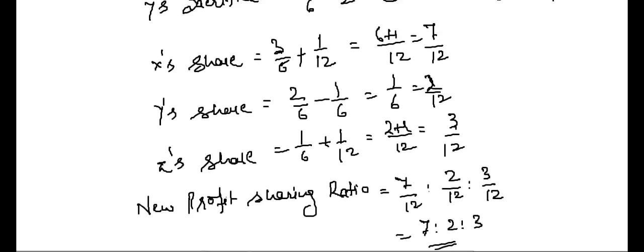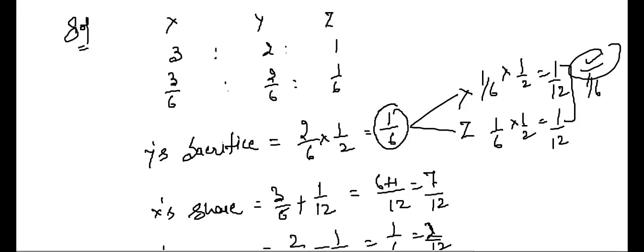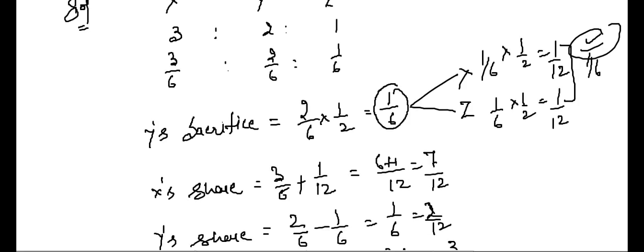So this was the third practical problem. It was a bit different but not difficult. We calculate Y's sacrifice. We will proceed as the question is proceeding. First of all, we calculated Y's sacrifice as Y has stated that I sacrifice half of my share in favor of X and Z, and out of that half share, half will be given to X and half will be given to Z, right?